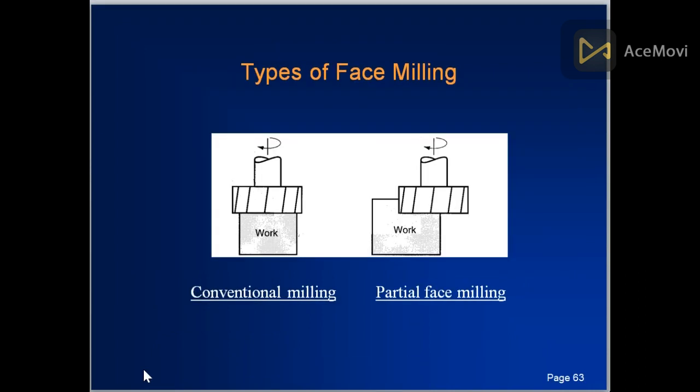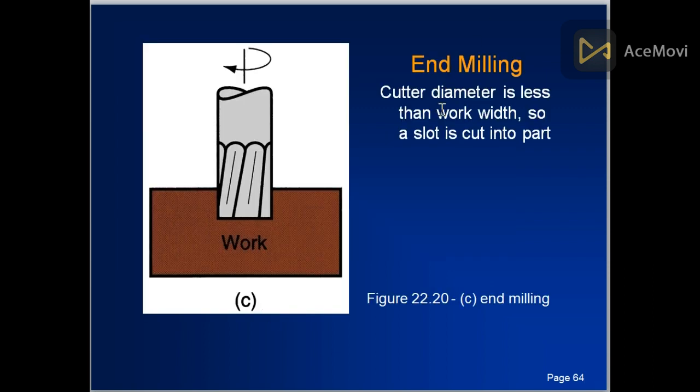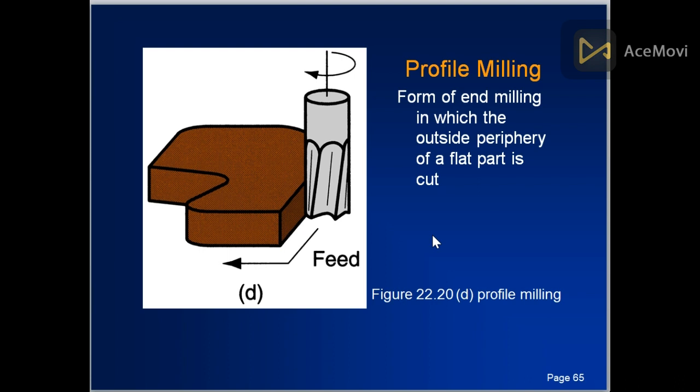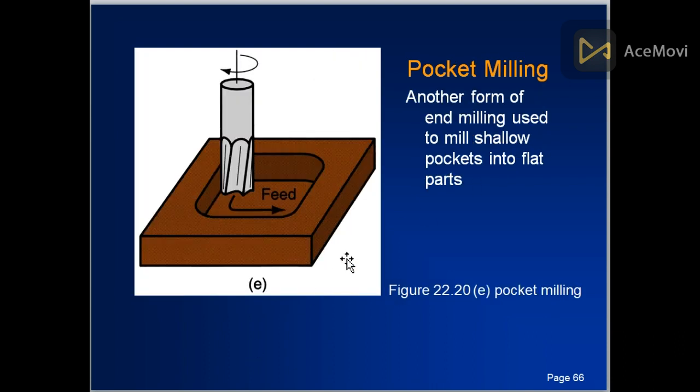Types of face milling. Face milling includes conventional milling and partial face milling. This is the partial face, and this is conventional full face milling. End milling: the cutter diameter is less than the work width, so a slot is cut into the part. Majorly end milling is used. Profile milling is giving shape to some work part by peripheral cutting. In this, the cutting tool is cutting at the outside periphery of the flat part.